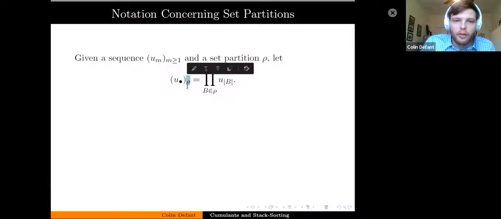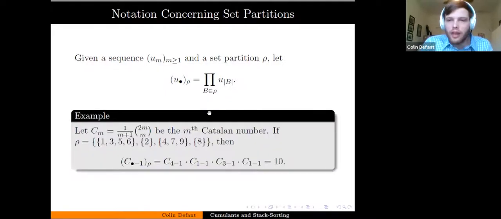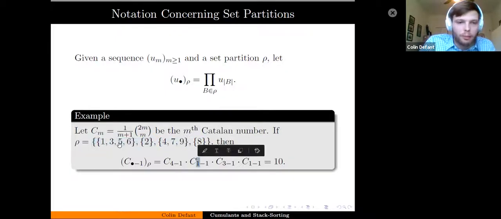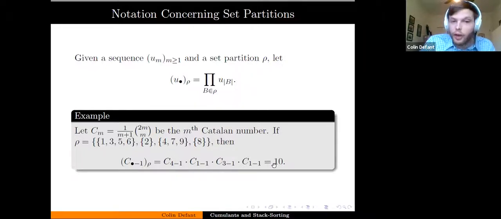Take the sizes of the blocks of rho and plug them in for the dot, and then just take the product of this. So as an example, if I let C sub n be the nth Catalan number, and I let rho be this set partition here, which has a block of size 4, a block of size 1, a block of size 3, and another block of size 1, then if I were to write C sub dot minus 1 sub rho, this just means take the sizes of the blocks of rho, which are 4, 1, 3, and 1, and plug them in for this dot, and then multiply them all together. And if you do that in this case, you get 10. Okay, so hopefully this is pretty clear.